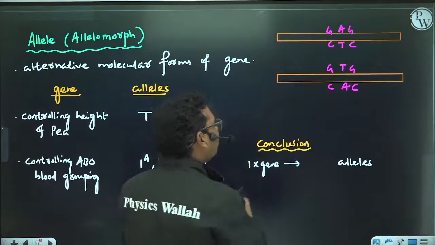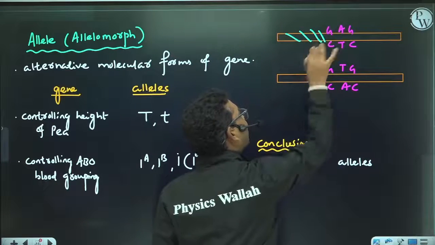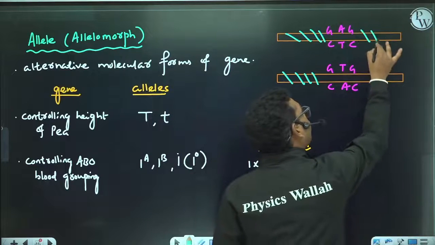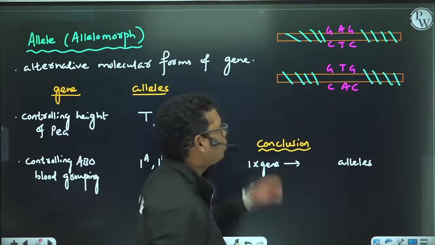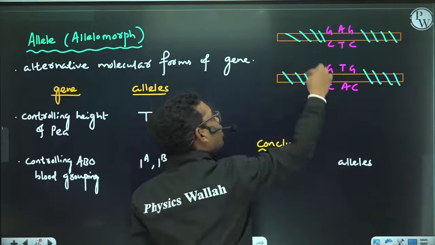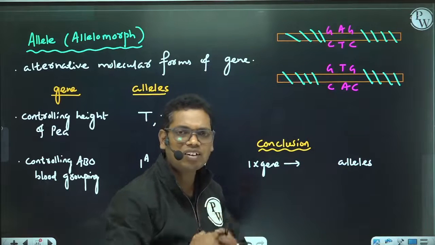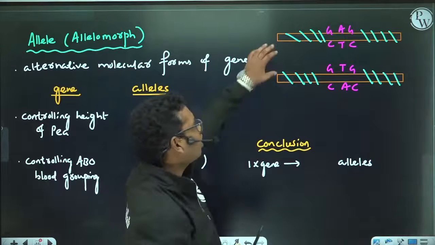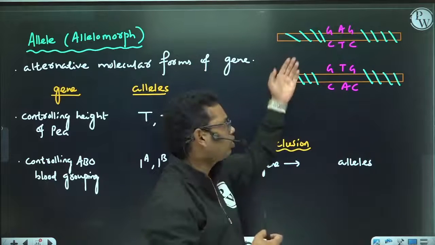In this case all the remaining sequences, the sequence present over here, are exactly identical to the sequence present over here. There is a little difference between the two DNA molecules, and that is why I will say these are two different forms of the same DNA. There is very little difference between these two DNA molecules.